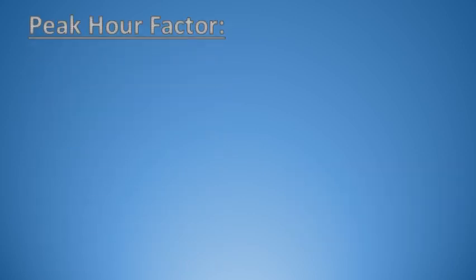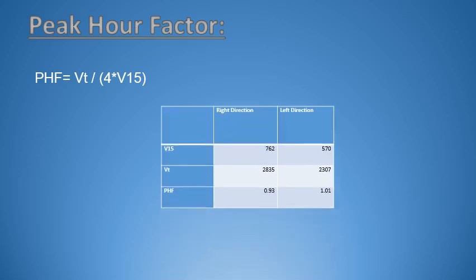Then, you have to find the peak hour factor. The peak hour factor is the total volume divided by 4 times V15. V15 is the volume of the 15-minute interval. As you can see here in the table, for example, the right direction has a V15 of 762 and a total volume of 2,835. From there, you take the 2,835 and divide it by 4 times 762, which will give you a peak hour factor of 0.93.